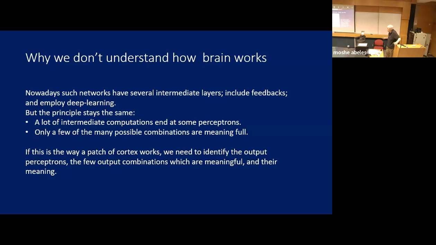So what's in the cortex? We said cortical connection is patchy. There are patches, and how many neurons in the patch do we need to measure in order to understand what is the output of this patch?